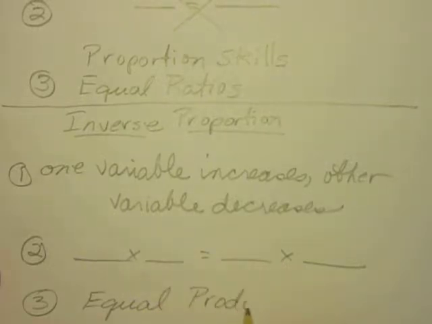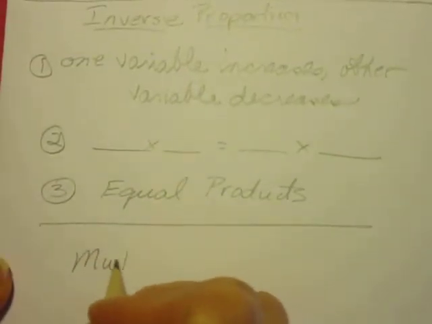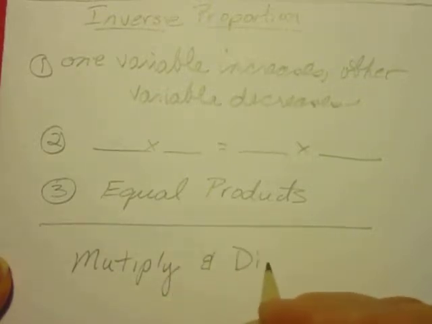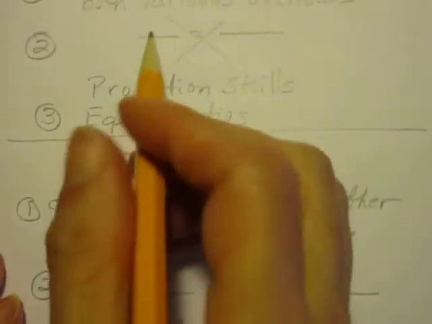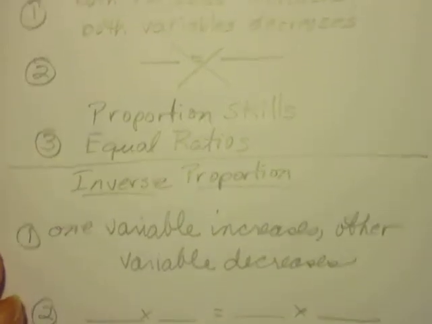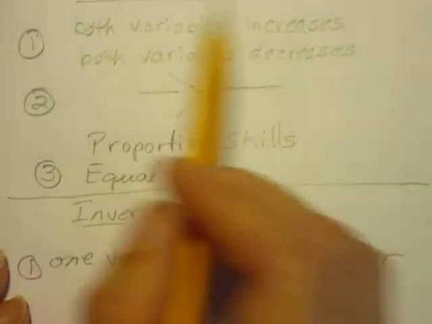Products means something times something. In both of these cases, you're going to multiply and divide. That's going to be the order, and you can do that with your calculator. You just need to show me how you've set it up. Show yourself how you've set it up. Either it's going to be a situation like this, if it's inverse, or a situation like this where you're looking at cross products equal to each other, and that would be a direct proportion.